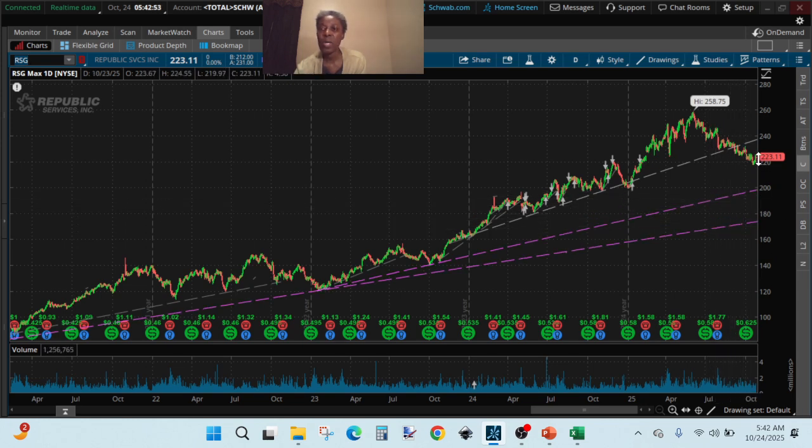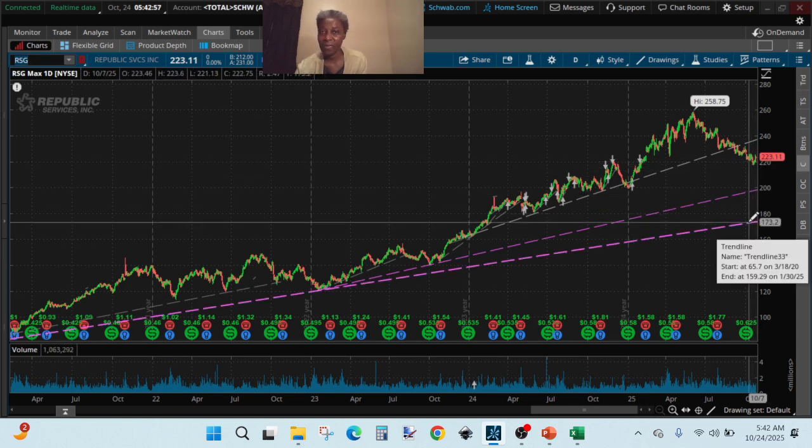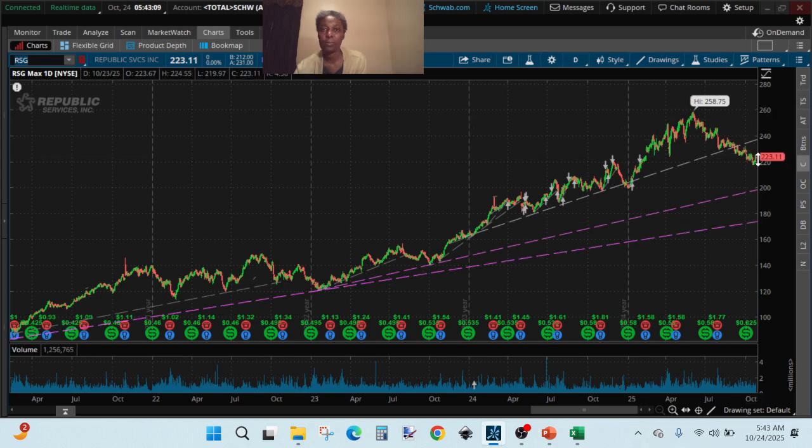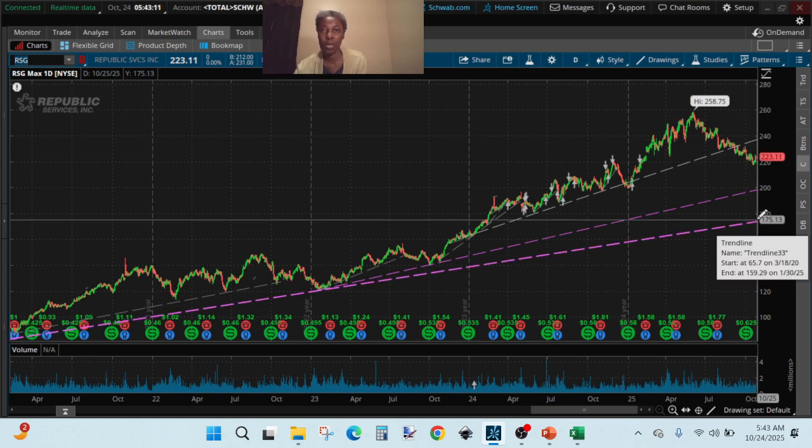Therefore, I'll compare where the price is right now to where I want to buy. It's not near where I want to buy. Therefore, there is nothing I'm going to do. So that is how much I do my chart analysis: where the price is right now compared to where I want to buy.